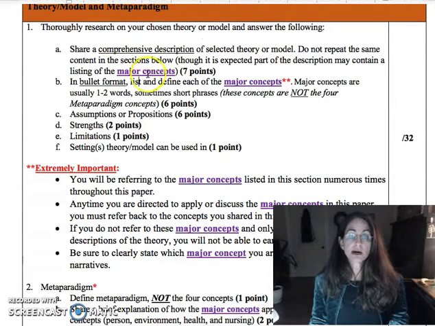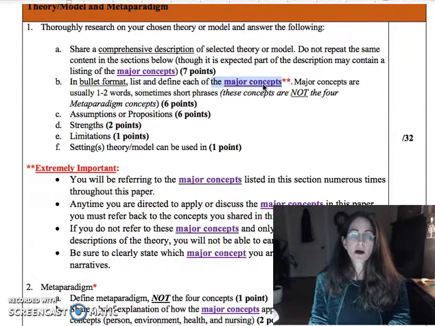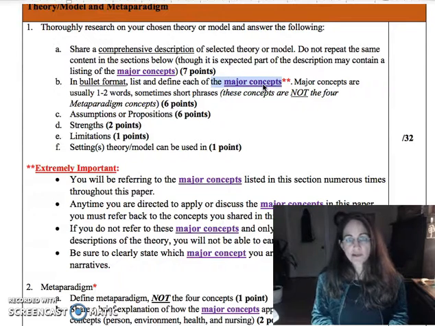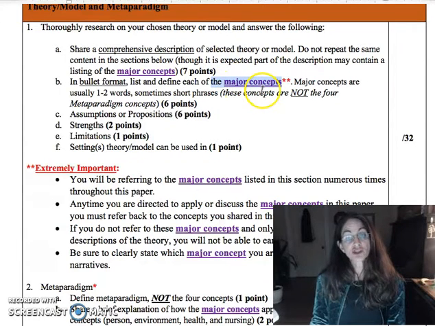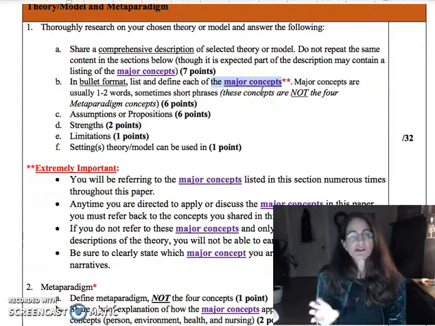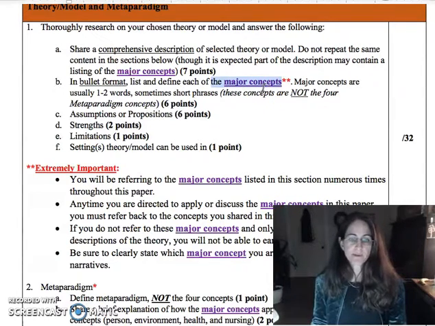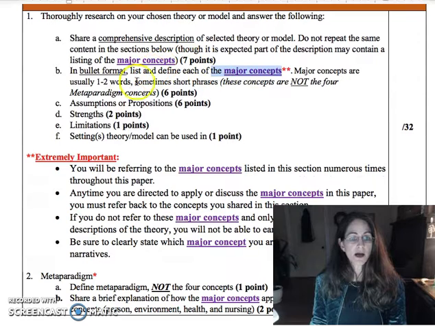Sometimes the major concepts are part of that, but you don't have to focus on that too much because you are going to be discussing that in the next section. And that should be just small, usually short phrases or just a couple words for the major concepts, okay?